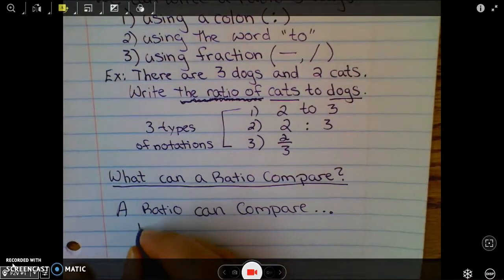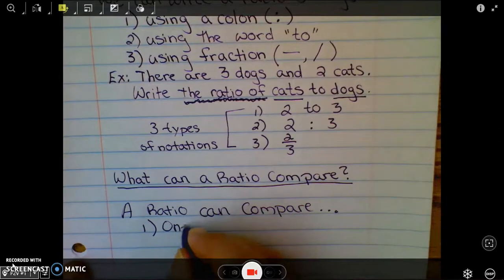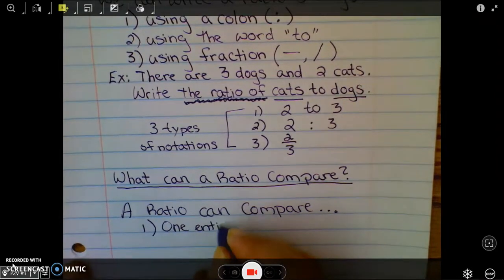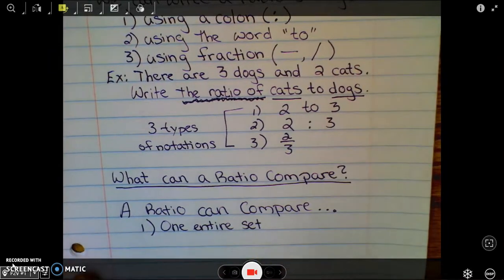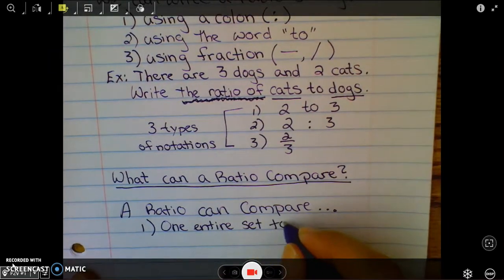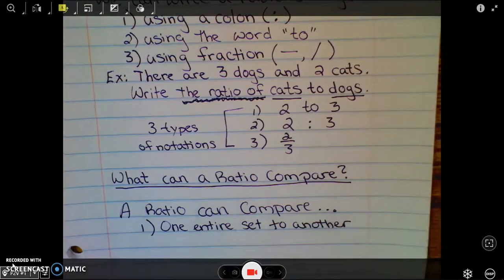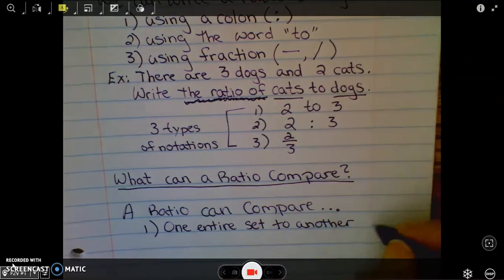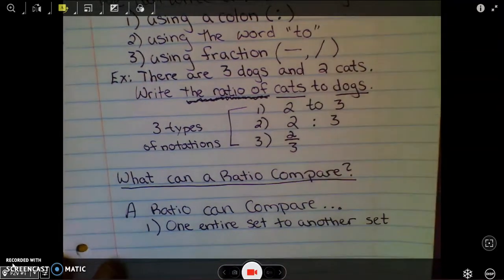The first comparison that a ratio can make is one entire set to another set. So one whole set to another whole set.